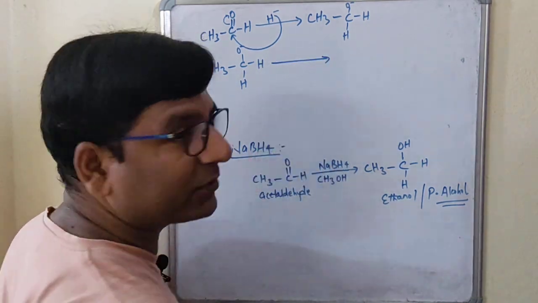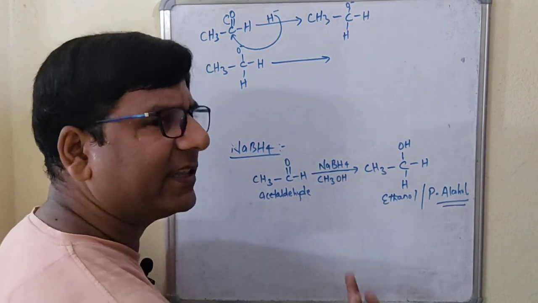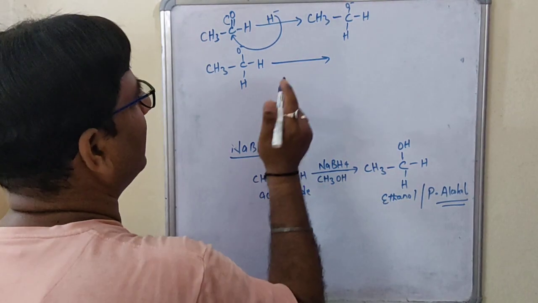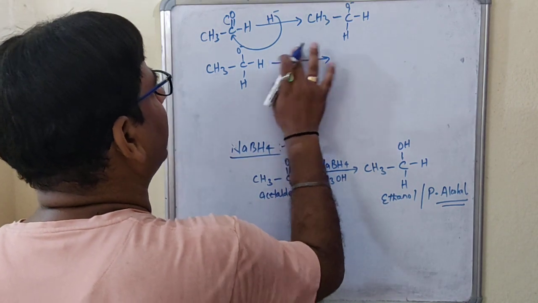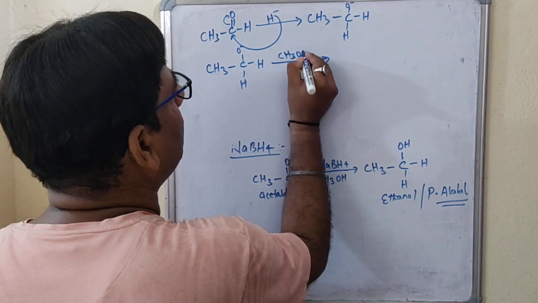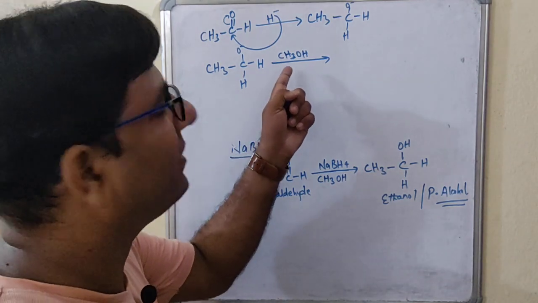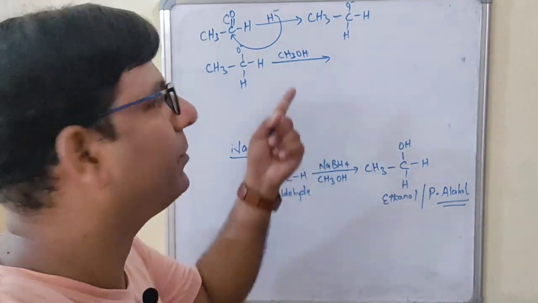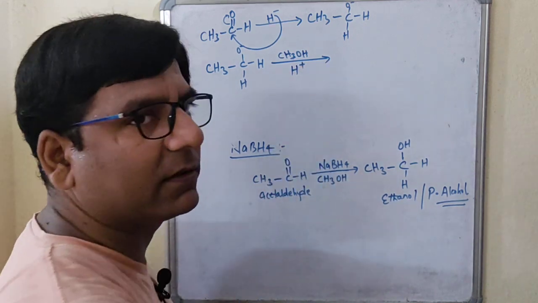In the next step, students, what will we do? We have to take alcohol, methanol, ethanol, whatever you want. We can use any alcohol here. So I am writing CH3OH. And what is the role of this CH3OH? It will also give you the proton. It will provide the proton from here, H plus.